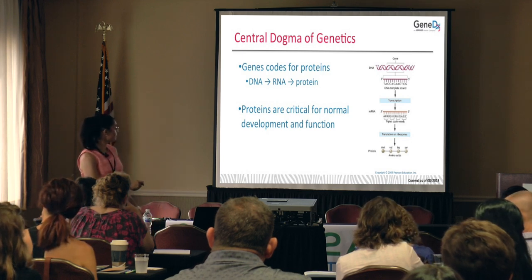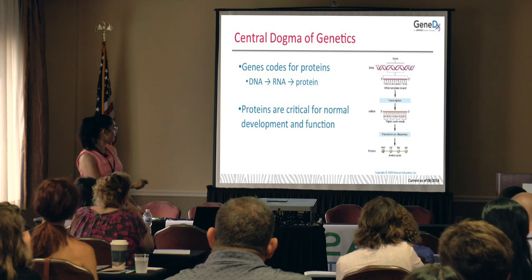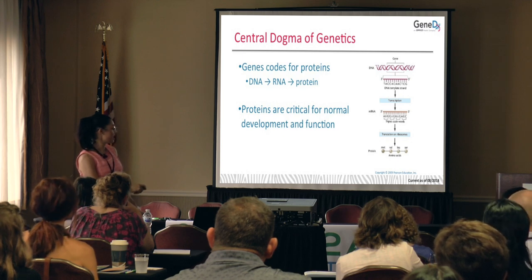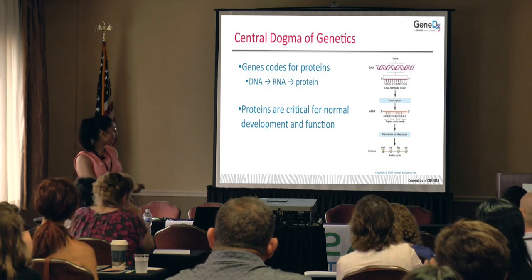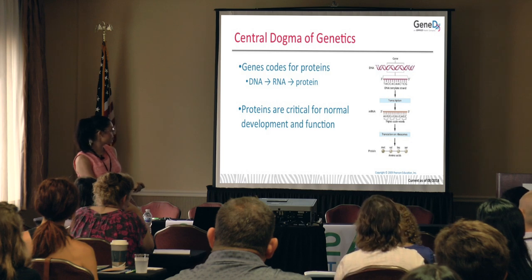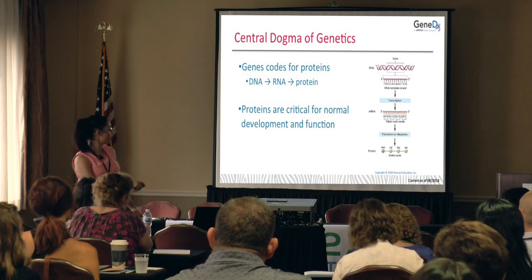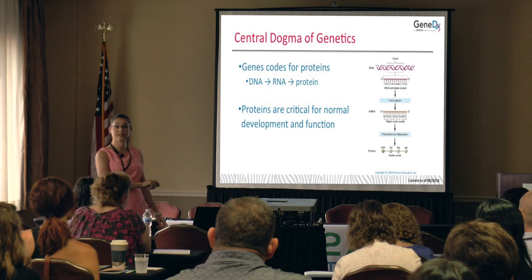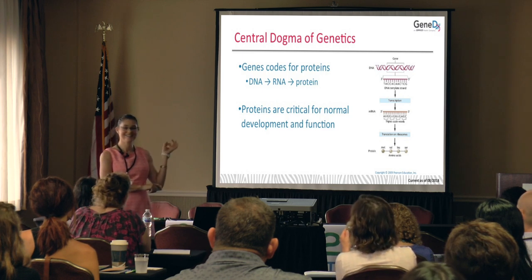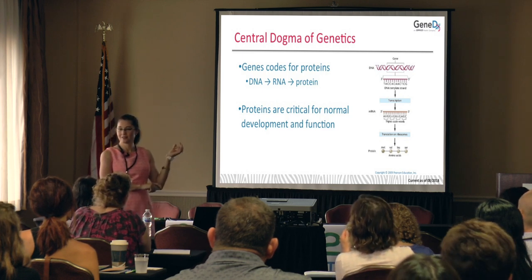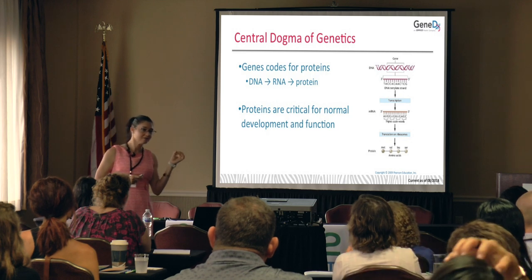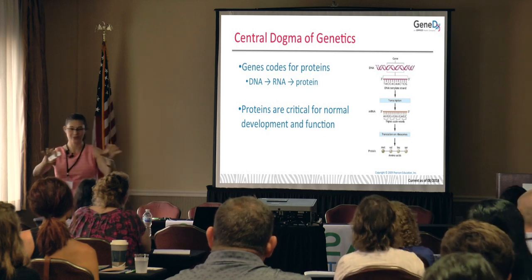So DNA has instructions for making this mRNA, and there's a special code where three letters, three nucleotides, code for one building block of the protein. Amino acids, you might remember from high school? I'm looking for nods. Okay, good. I want to make sure you're with me.